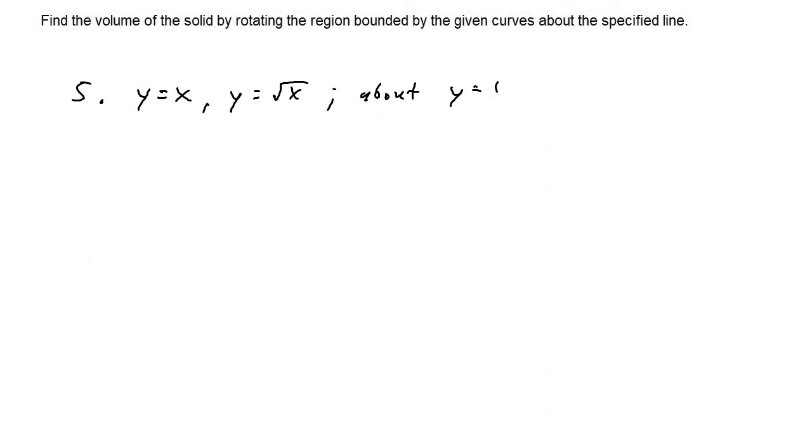Now for number 5, we have y equals x, y equals the square root of x, and we're going to rotate the region about y equals 1. So the very first thing you should notice is that now we're rotating about something other than just the x or y axis. We're rotating about the line y equals 1.